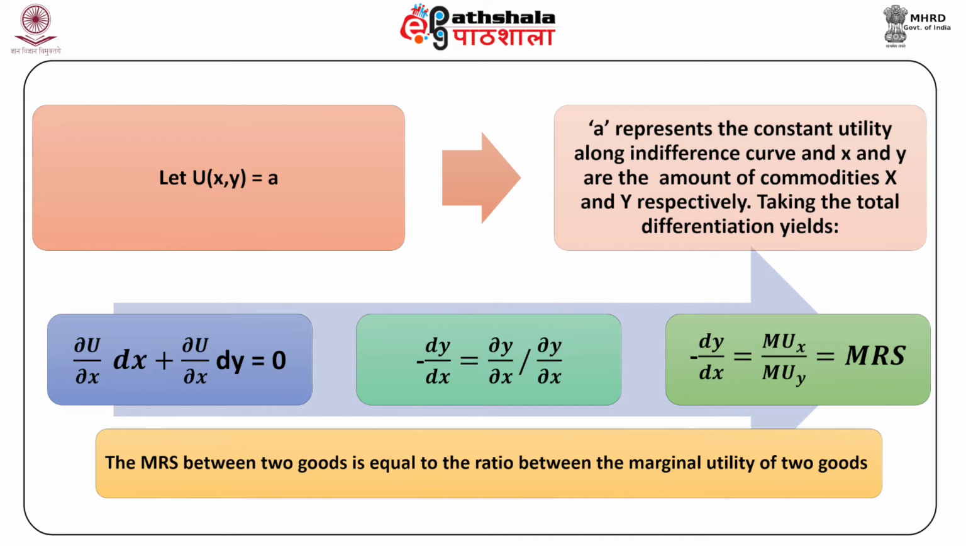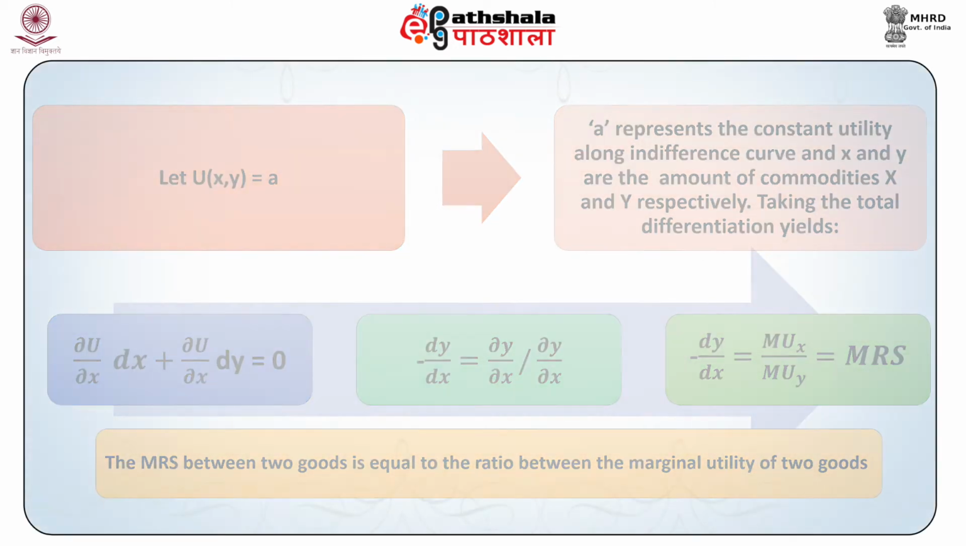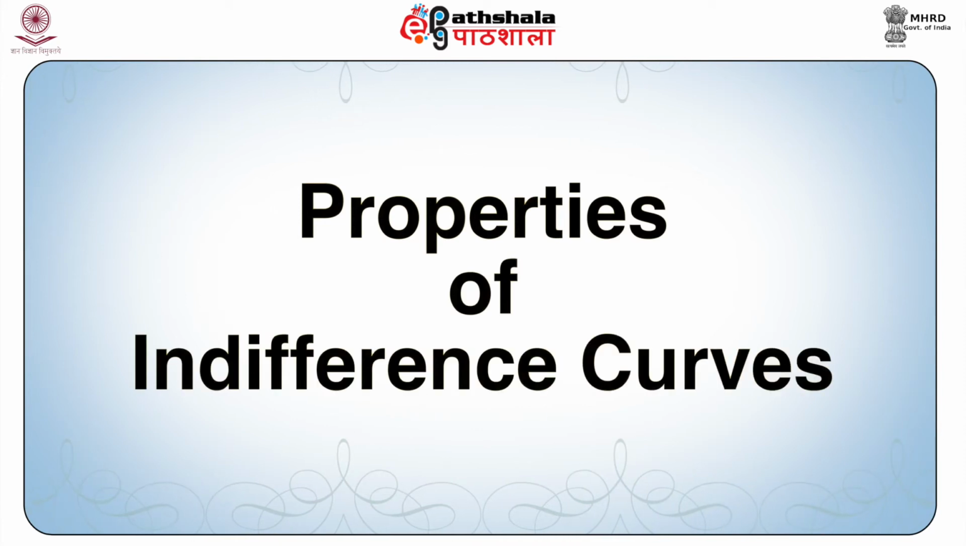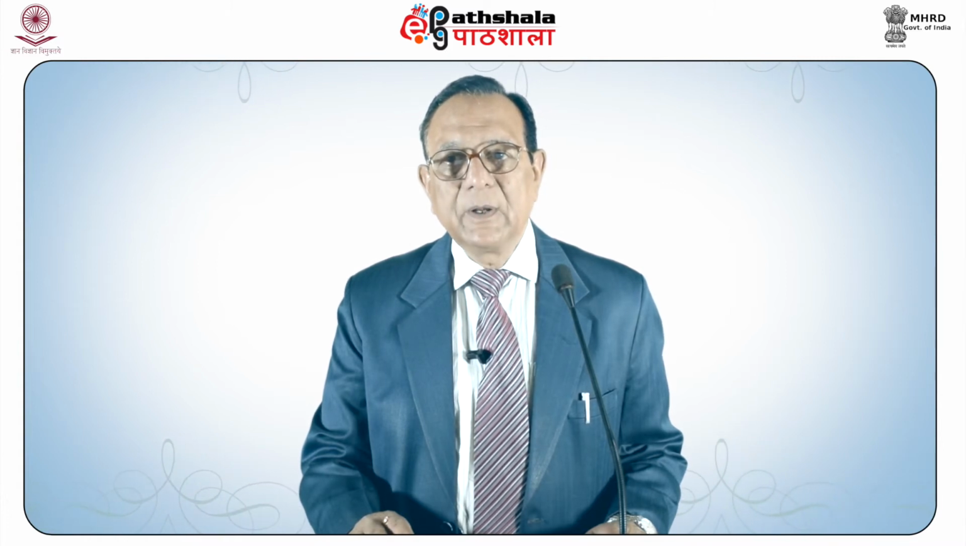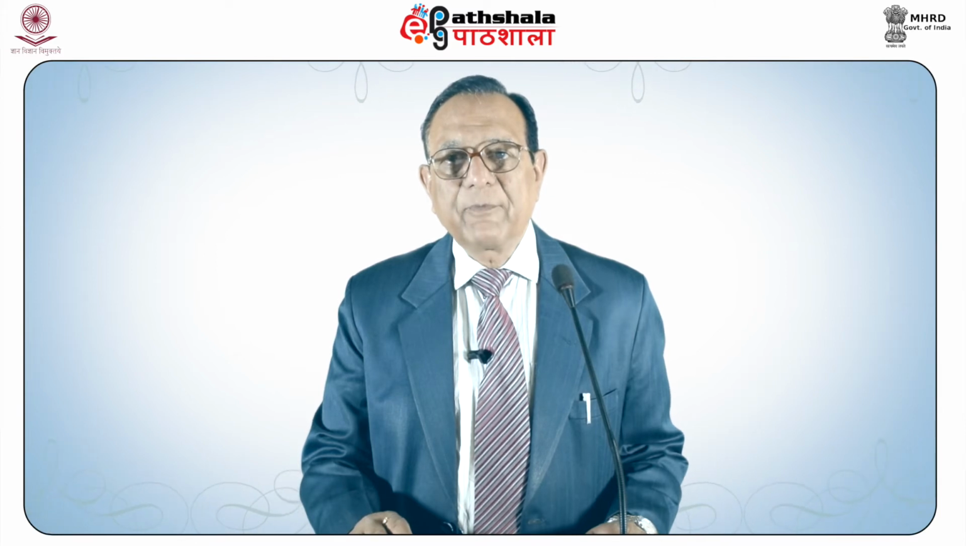Thus, the marginal rate of substitution between two goods is equal to the ratio between the two marginal utilities of the two goods. Properties of indifference curves. The main properties of indifference curves can be deduced from the assumptions about the nature of preferences upon which indifference curve analysis is based.